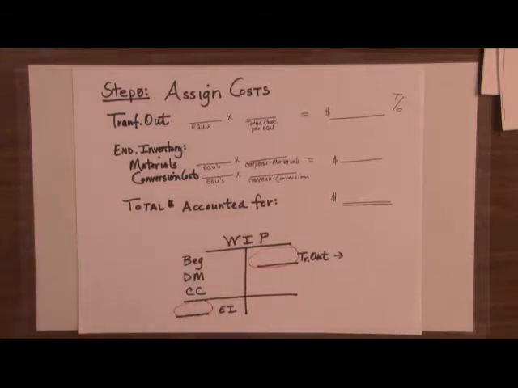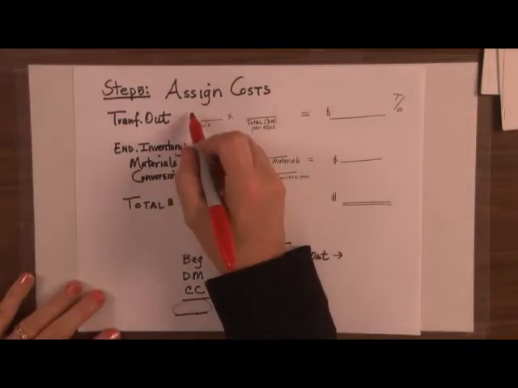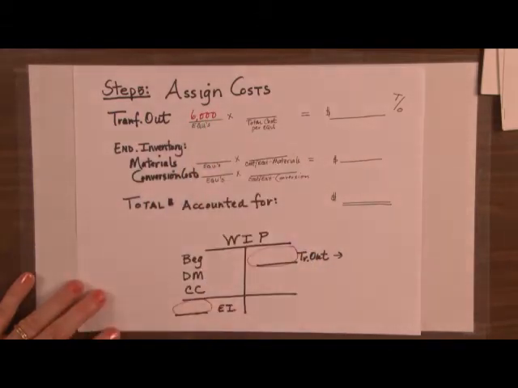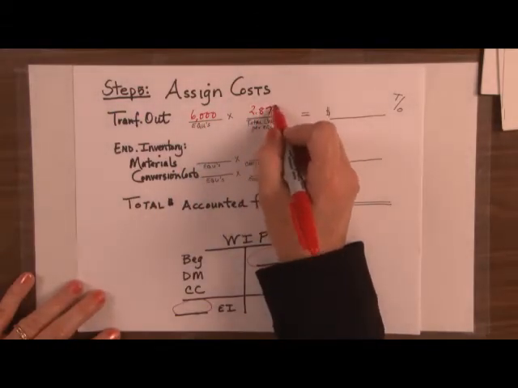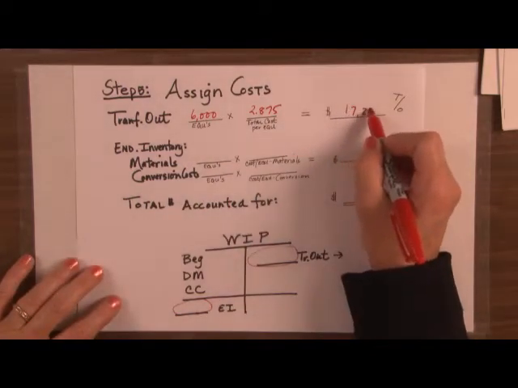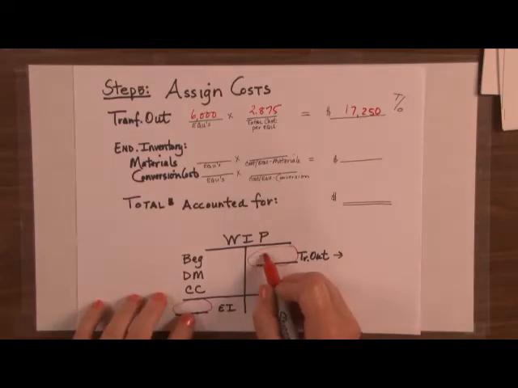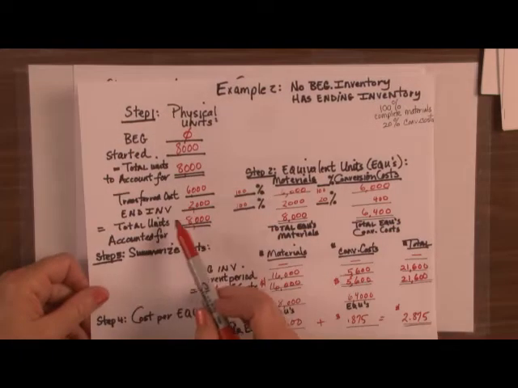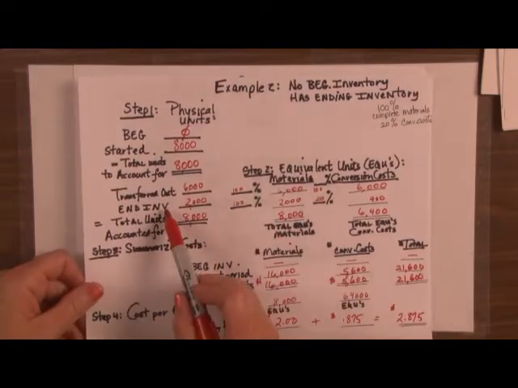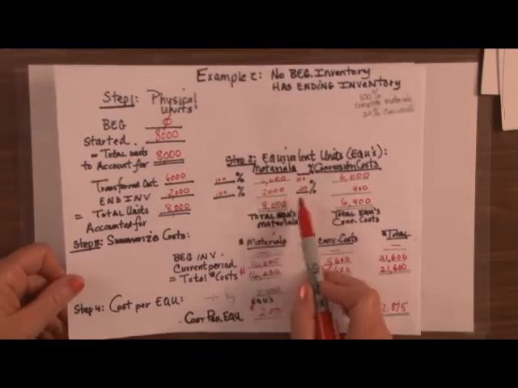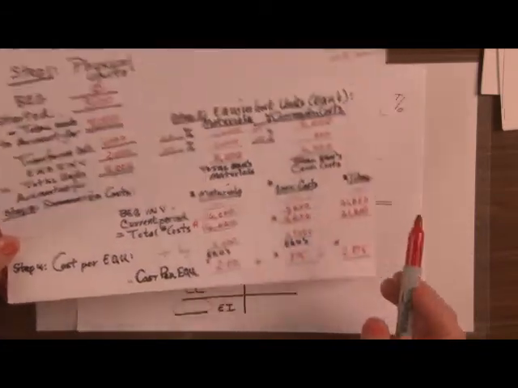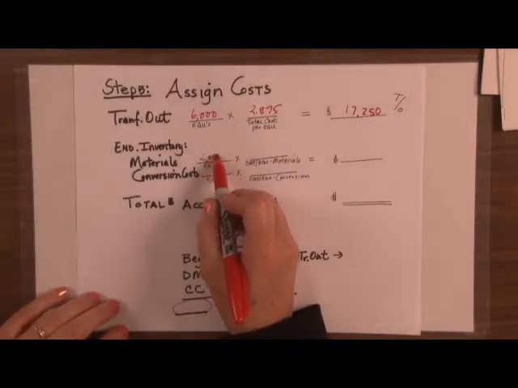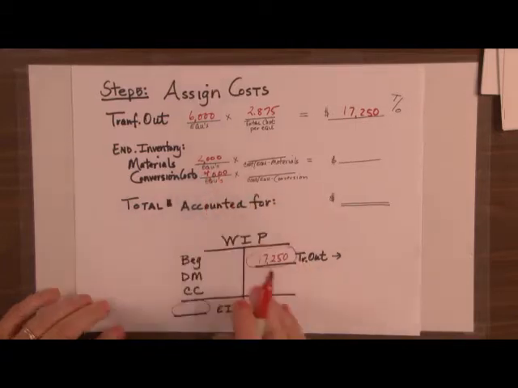So let's look at the transferred out. We look at your transferred out EQUs, they were 6,000 EQUs at the full cost, and this becomes 17,250, and this is the transferred out amount. Now when we look at ending inventory, I'll refer you back to step 2. You have to look at the EQUs that relate to the ending. So there were 2,000 in materials and 400 EQUs related to conversion. So you have to go back to step 2 to get these figures.